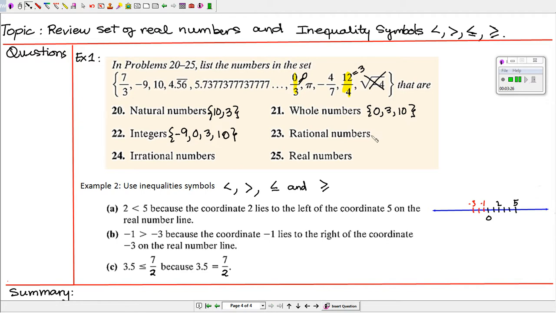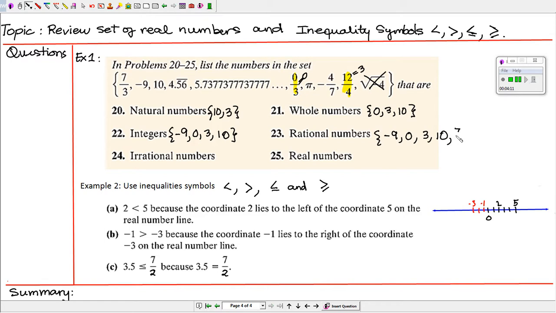Okay, let's go to rational numbers. The set of integers is a subset of rational numbers. So all 4 numbers that belong to the set of integers will be elements of the set of rational numbers, plus the fractions. Okay, so I have negative 9, 0, 3, 10. I'm just transferring these 4 elements from the set of integers to the set of rational numbers. Now I'm going to go back and look for more fractions.